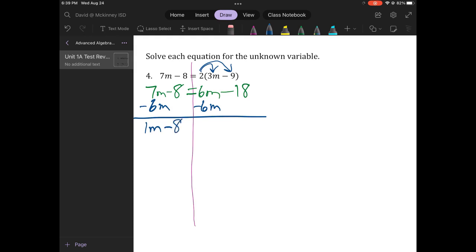7m minus 6m is 1m. I bring down my negative 8. Those cancel. I bring down my negative 18. Once I do this, next I need to move all the constants over to the right-hand side. I have 1m minus 8. I undo that subtraction with addition on both sides. I draw a line underneath. I bring down 1m. Negative 18 plus 8 is negative 10.